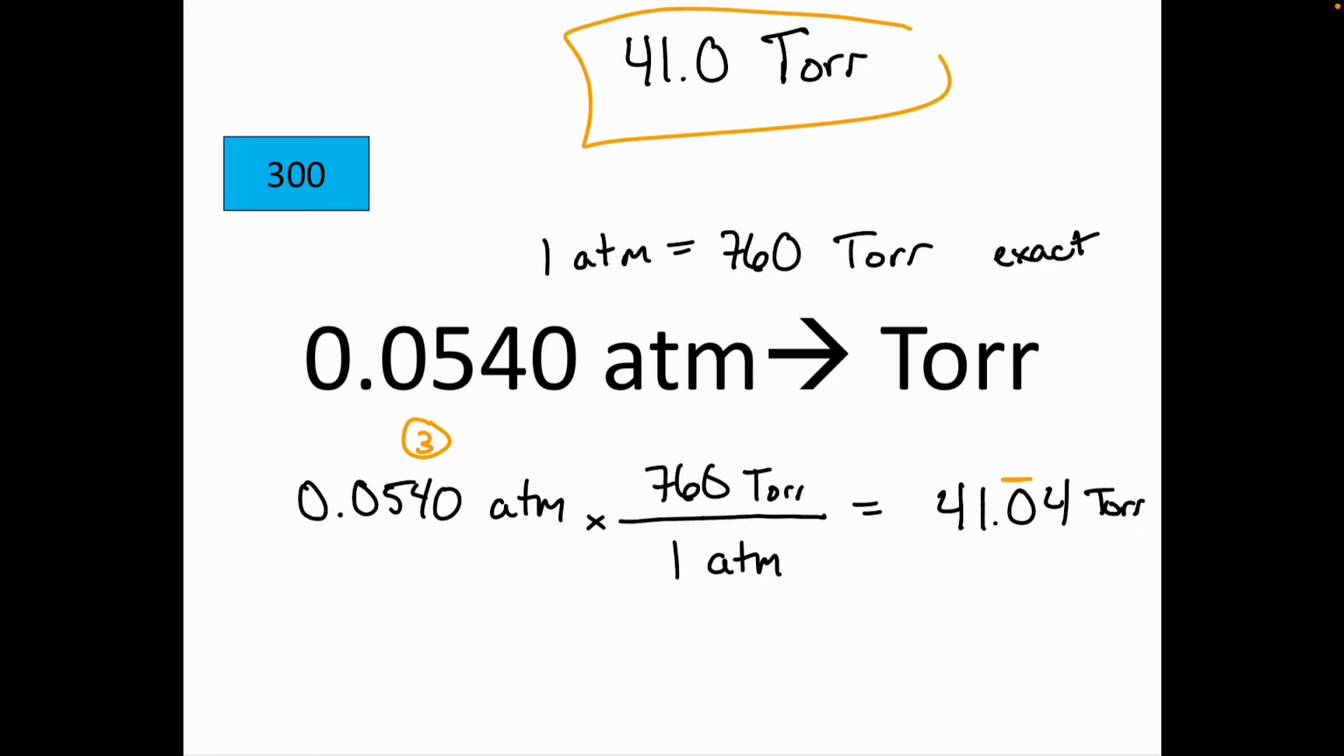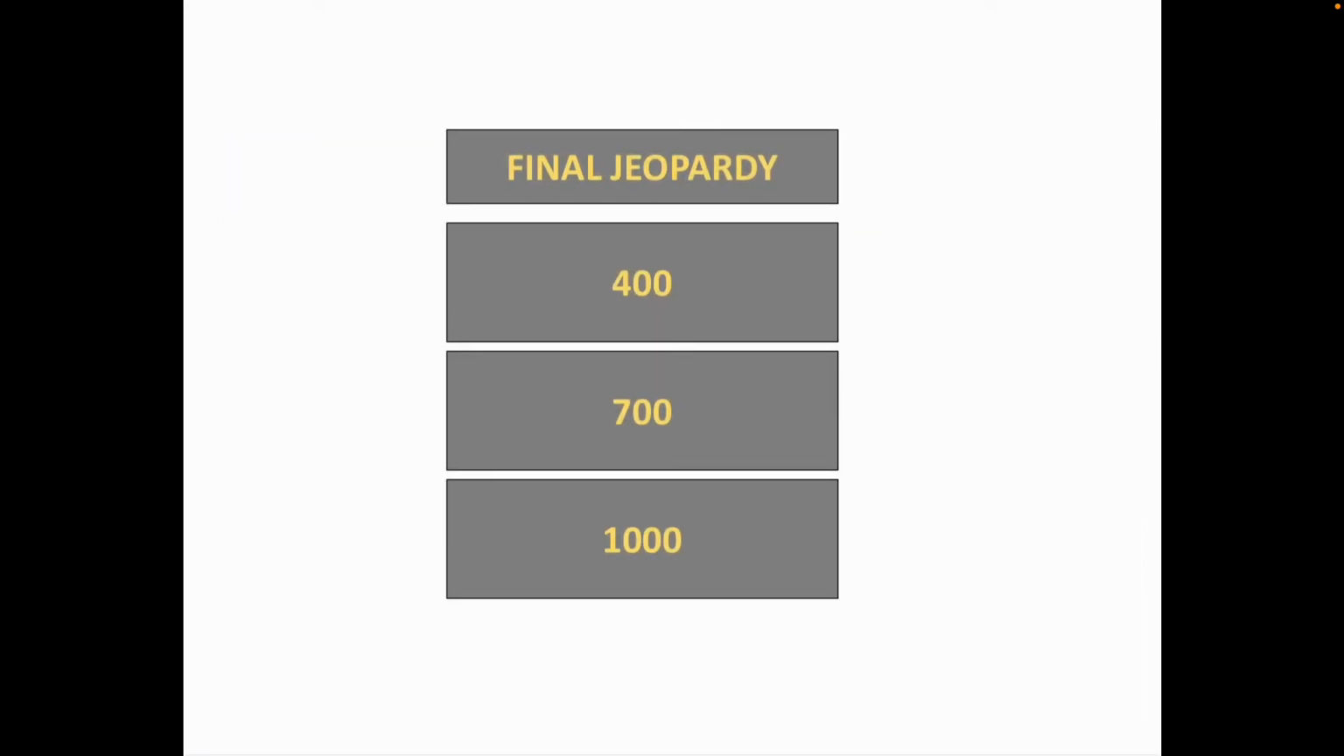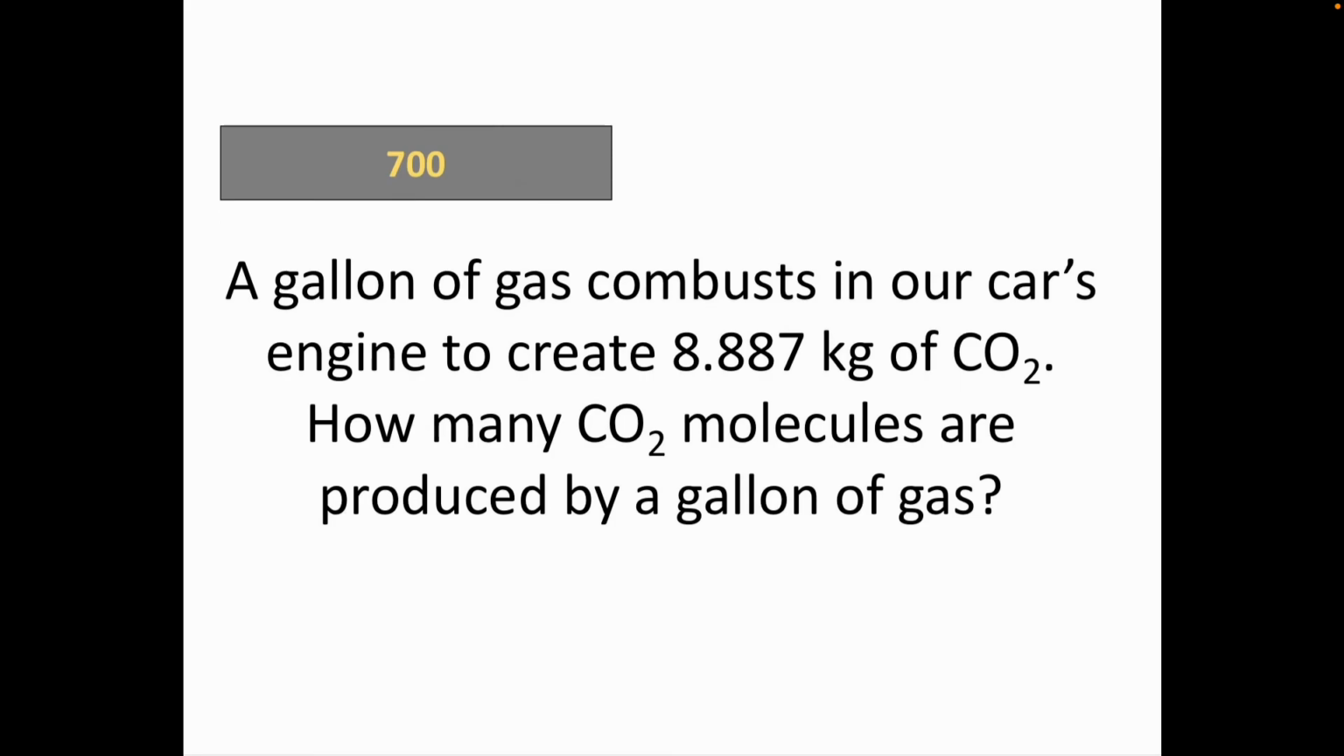All right. Now we are getting into final Jeopardy round here. Dun, dun, dun. All right, so these are going to be like the worst case scenario kind of problems here. A gallon of gasoline combusts in your car's engine to create 8.887 kilograms of carbon dioxide. How many molecules of carbon dioxide are produced by that gallon of gas?